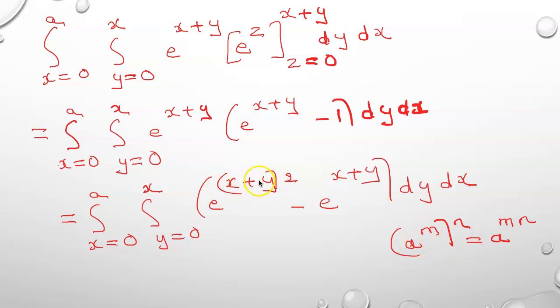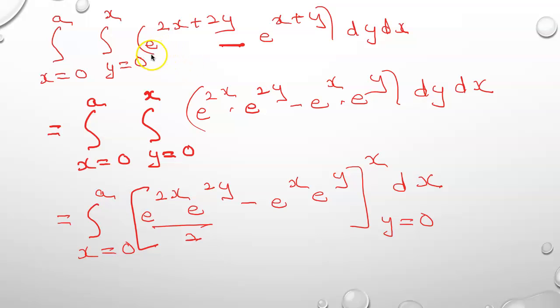So this is e raised to x plus y into 2 minus e raised to x plus y, opening this bracket, dy dx. So that is integral x, integral y, e raised to 2x plus 2y, opening the bracket, minus e raised to x plus y dx dy. You are integrating with respect to y now. So you get integral x equal to 0 to a, integral y equal to 0 to x.